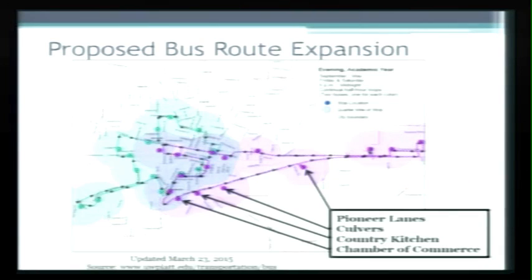Here's the most recent updated map that we found, and this would be during the evening academic year routes. Of the 4 stops, 3 would be along the restaurant district, and 1 would be near Pioneer Lanes, which is in the big box segment.